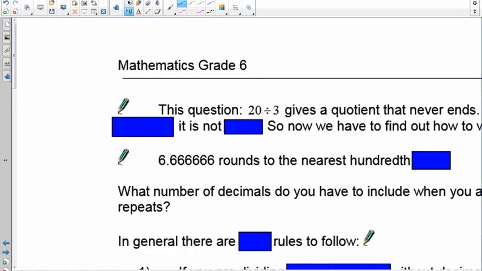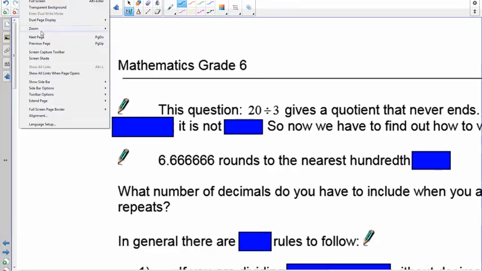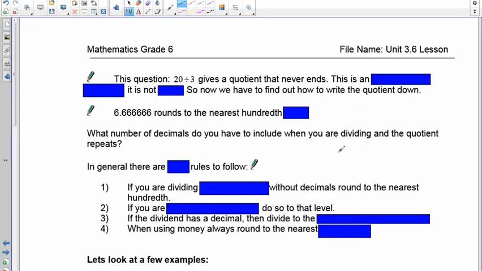Okay? Let's take my view back here so it's easier to work with. This question, 20 divided by 3, gives us a quotient, that is, an answer to a divide question, that never ends. This is an approximate quotient. Remember, 6 divided by 3 was 2. That was an exact answer. This one's not exact. You can never write this down because you'd have to put down the 6's forever, and you can't do that. That's why it's an approximate. This 6.666666 goes on forever.